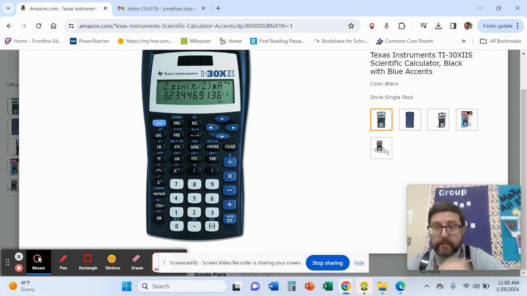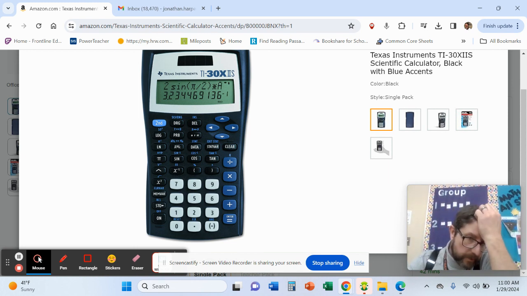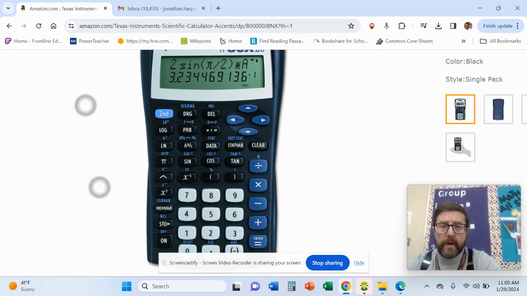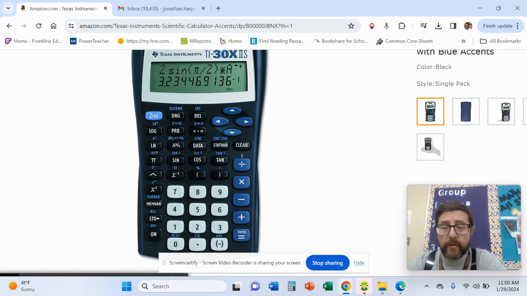Okay, well, this is your TI-30X 2S, your calculator that you should have. I am going to show you today how to do a fraction with your calculator.